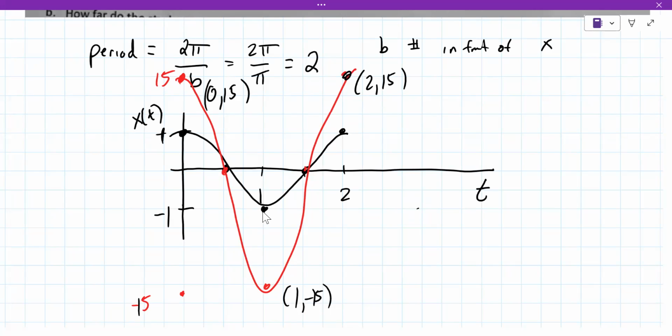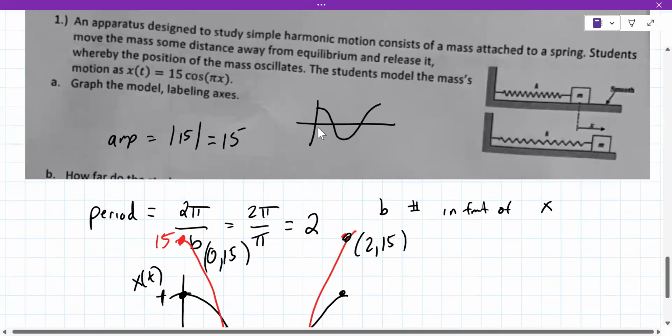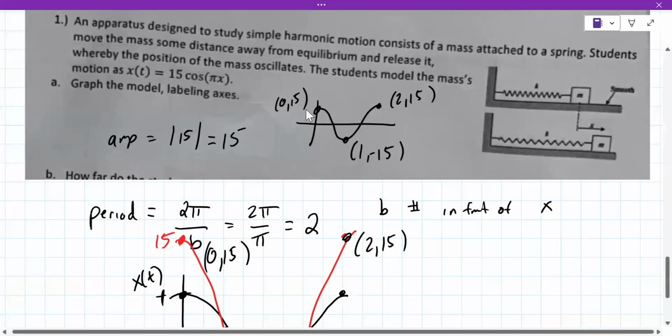Does that have to be added onto the graph? I mean, your instructor gives you so little room to graph this. I don't really know. Maybe they just want this one up here where it's 0, 15 and 2, 15 and 1, -3. They might be okay with just that. Okay, so is that it for the graph? Yes. That is it.